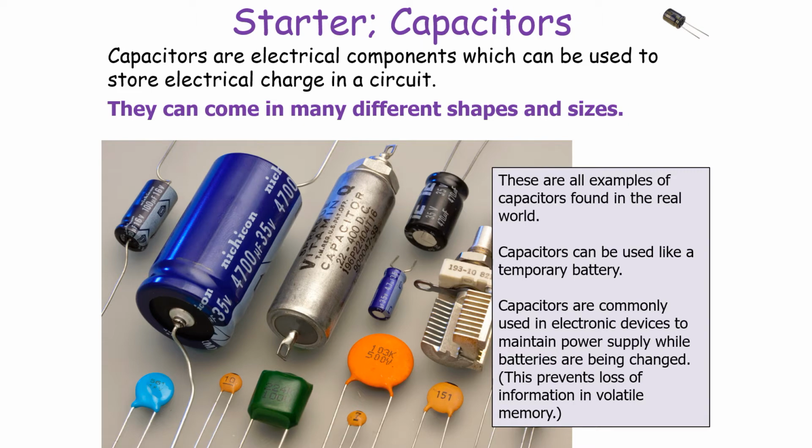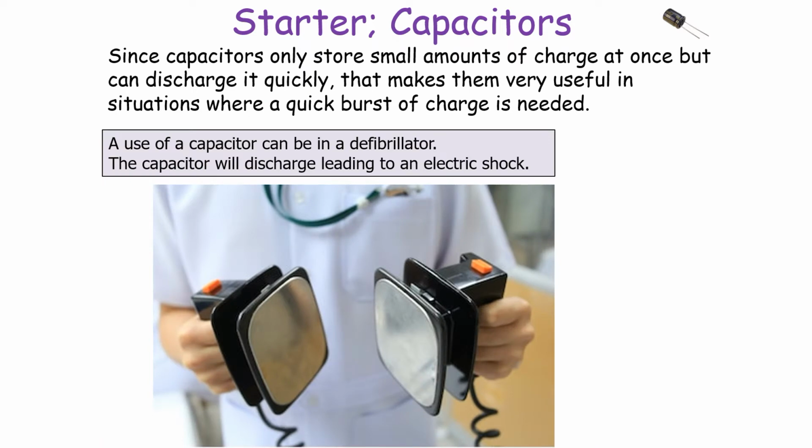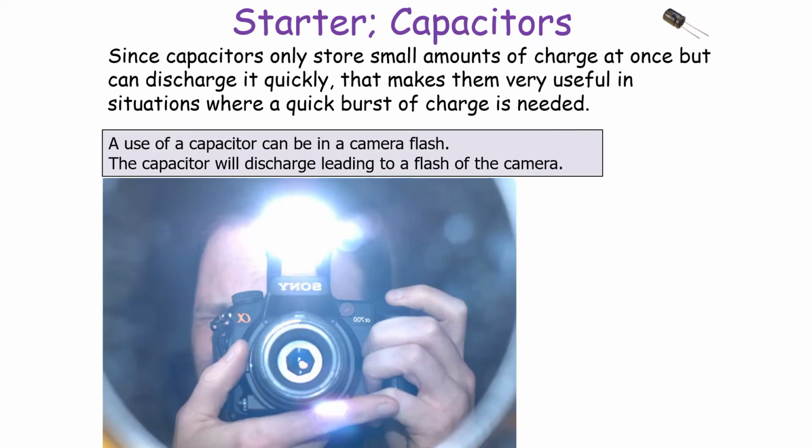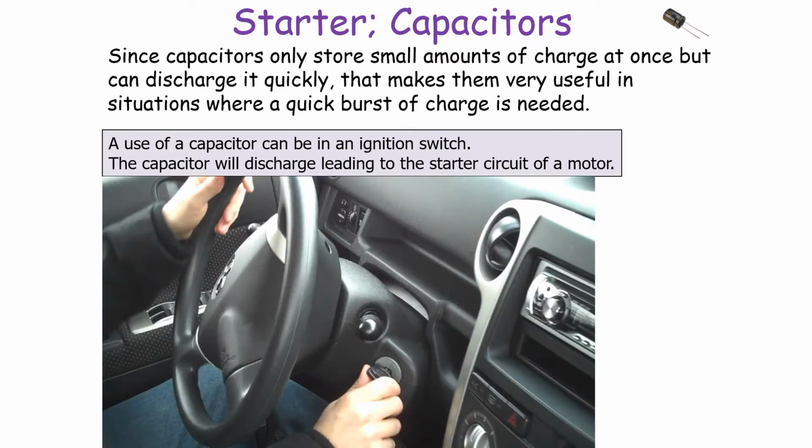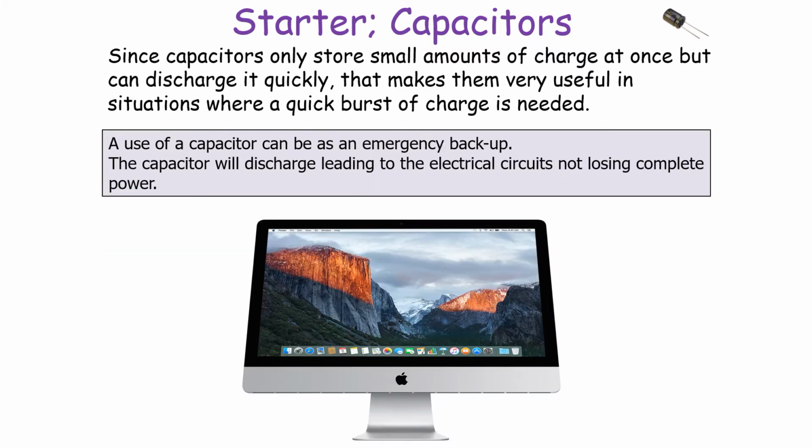Now capacitors can be used as a temporary battery, and capacitors are commonly used in electronic devices to maintain a power supply whilst batteries are being changed, as it prevents the loss of information and volatile memory. Now since capacitors only store small amounts of charge at once but can discharge this charge very quickly, this makes them very useful in situations where a quick burst of charge is needed. So for example in a defibrillator, in a camera flash, in an ignition switch of a car, as an emergency backup for an electronic device. All these examples need a small amount of charge but delivered in a quick burst.